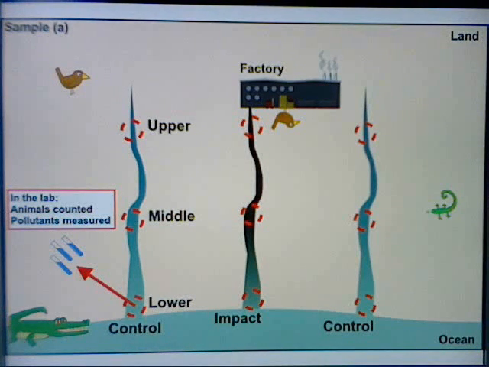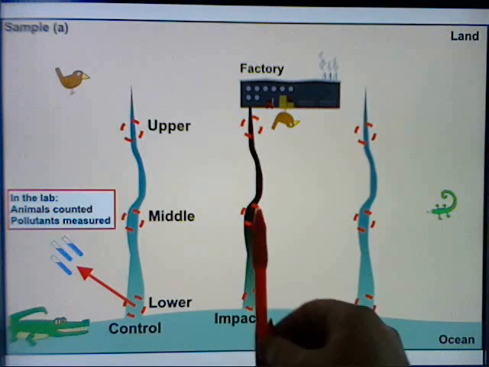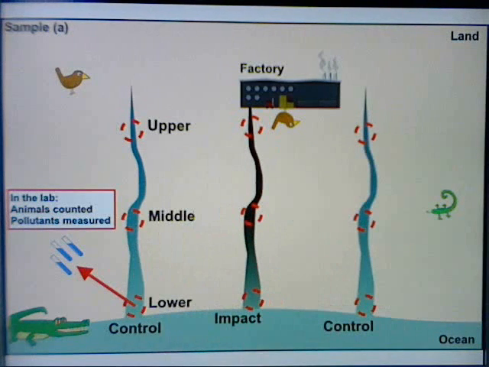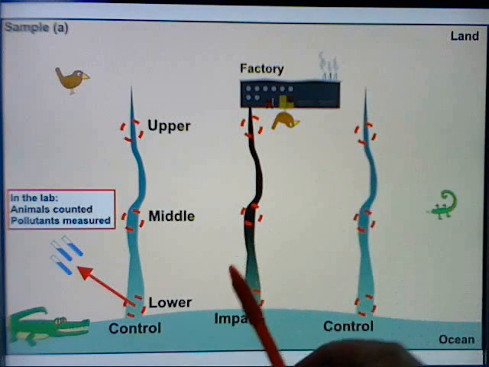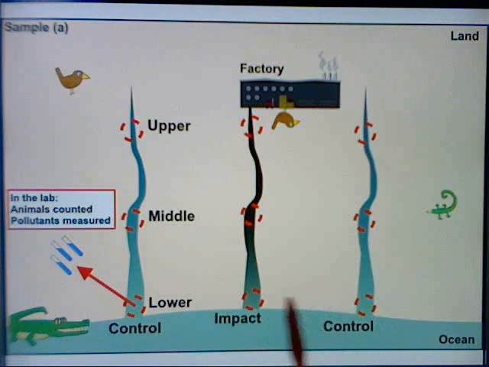The first of those is the obvious one, impact versus control. So I usually write that down as capital C, little v, capital I, CVI, control versus impact. That's the factor. The levels are the different categories in that factor. And in this case, there are just 2 of those, control and impact. So the factor is CVI, and the levels are impact and control.